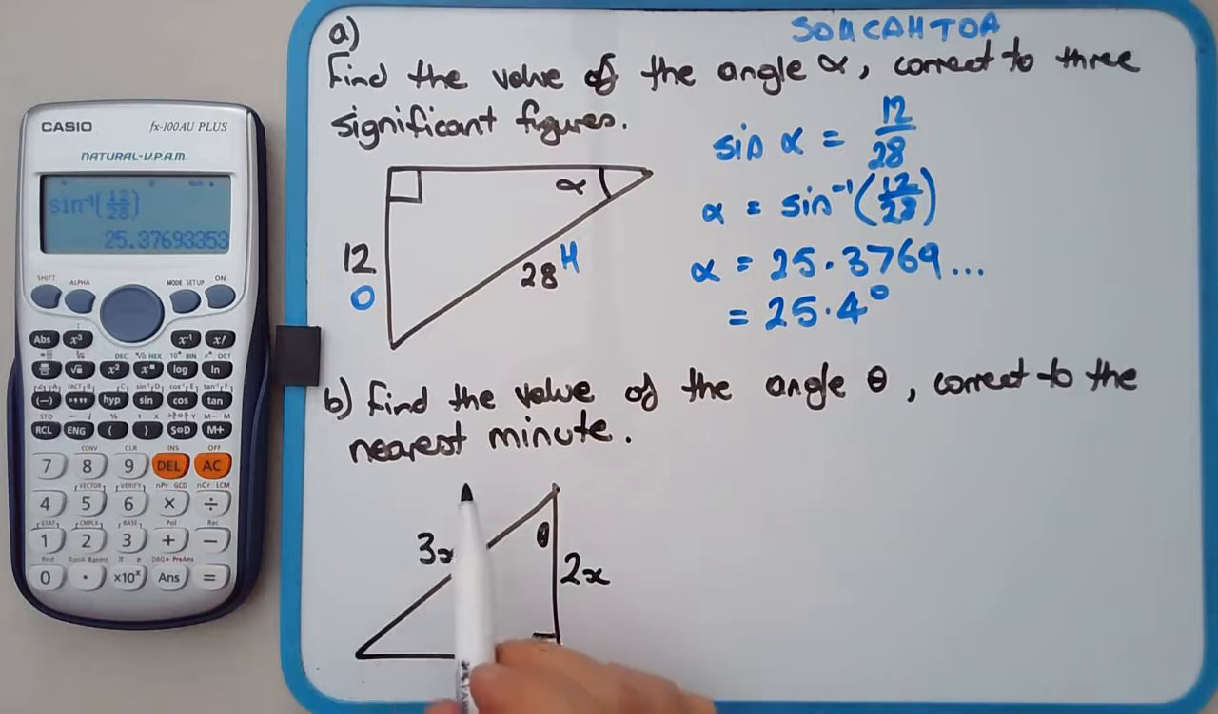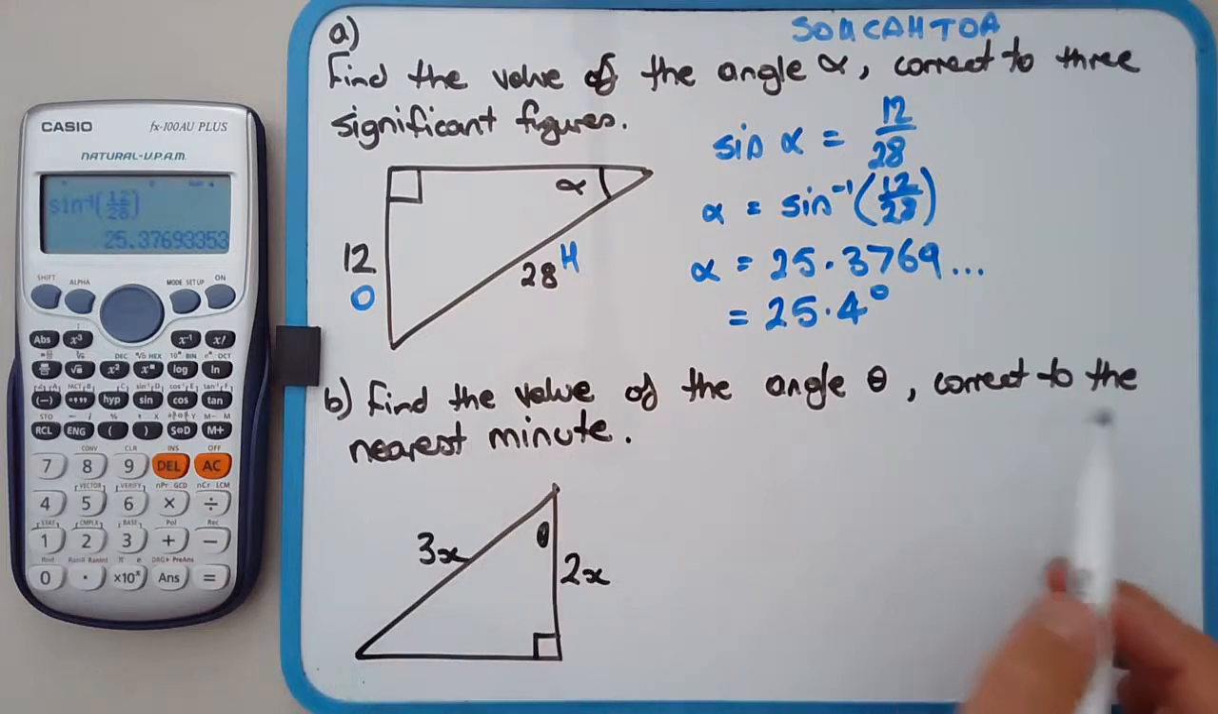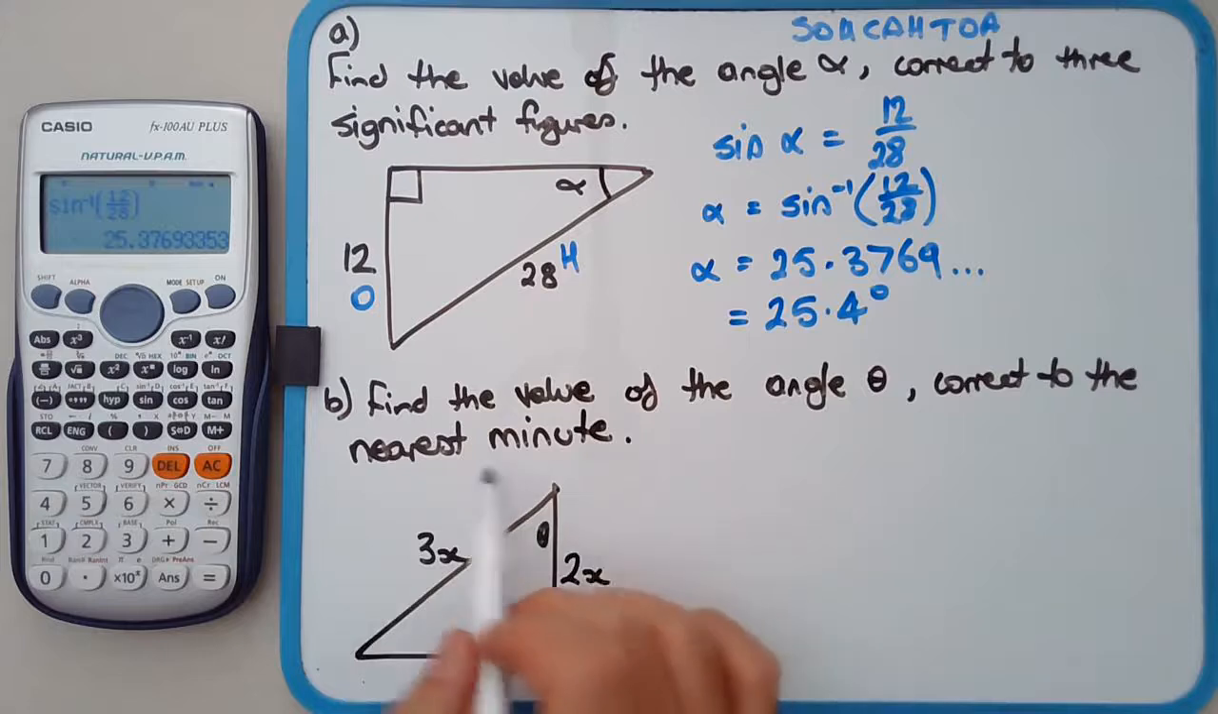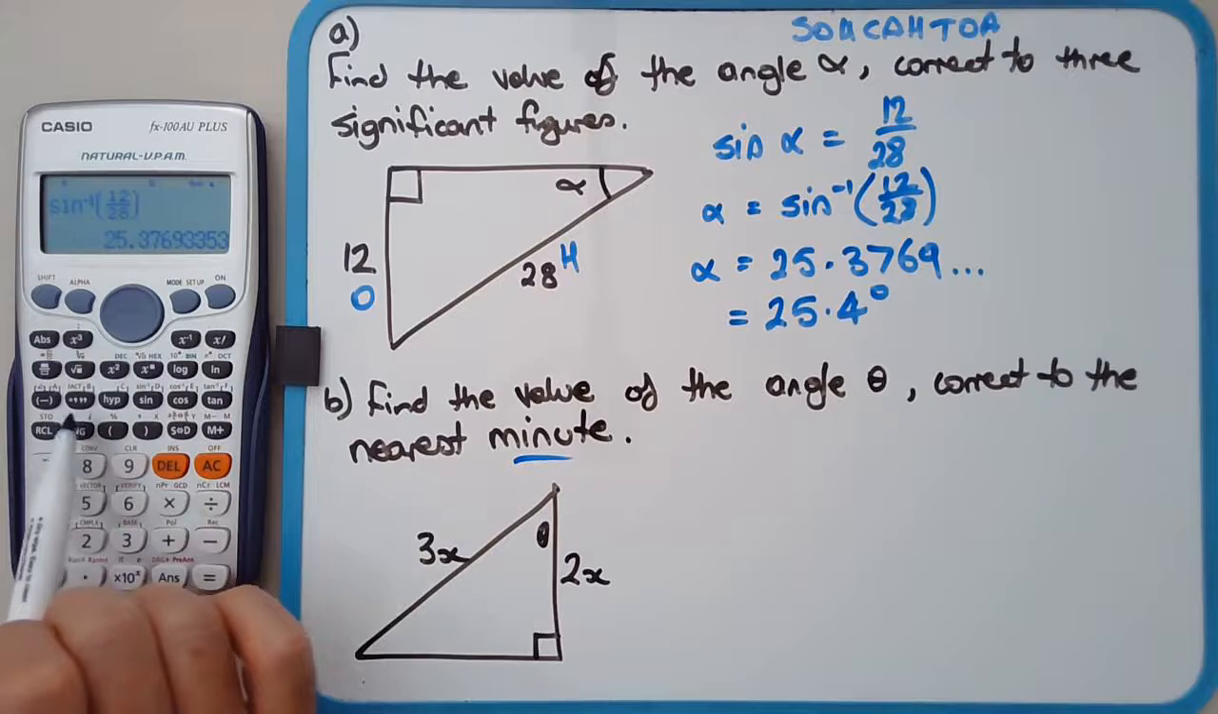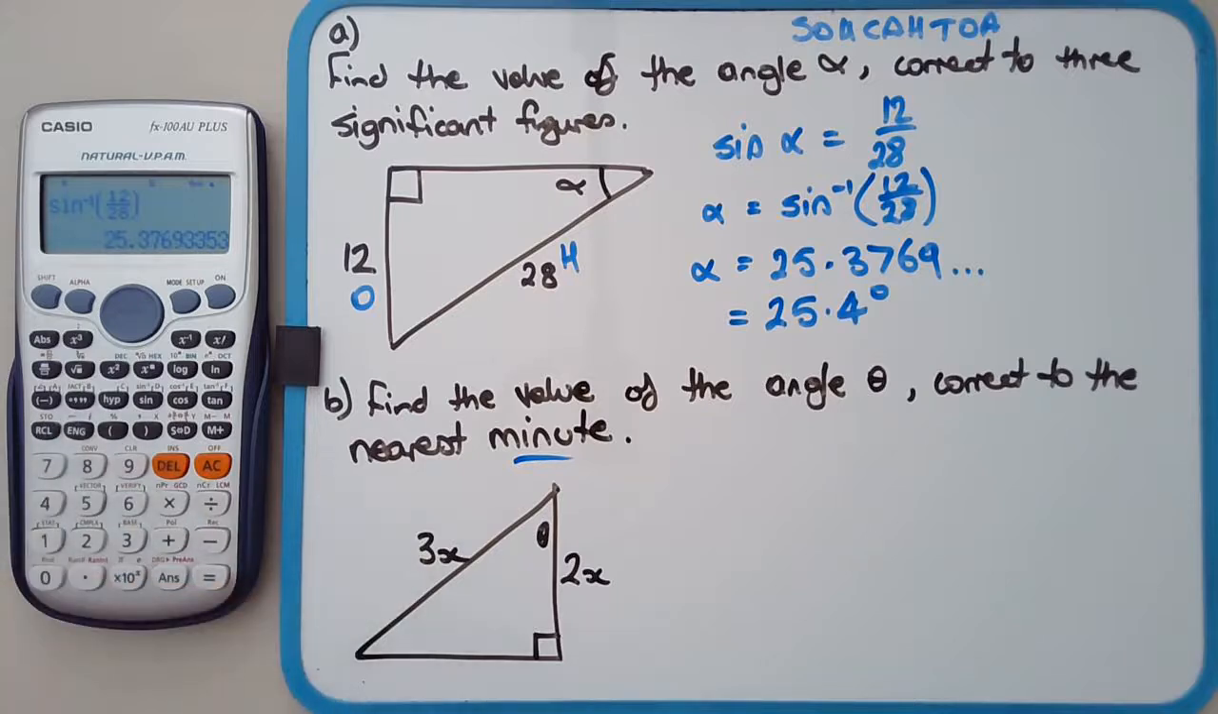Okay, part B. It says find the value of the angle theta correct to the nearest minute. So again, we'll need to use this key here, the one that's got the degrees and the apostrophe and the quotation mark. This time around, I thought I'll throw in a bit of algebra just to make it somewhat interesting. We don't do anything different though. Okay, 3x, 2x. All that means is that the ratio of the short side, this is the adjacent side by the way, because this is our angle theta, the ratio of the adjacent side to the hypotenuse is 2 to 3.